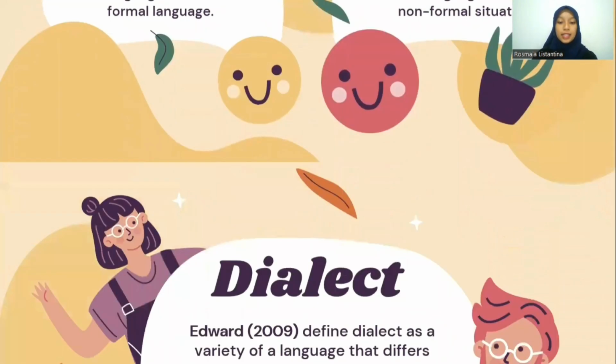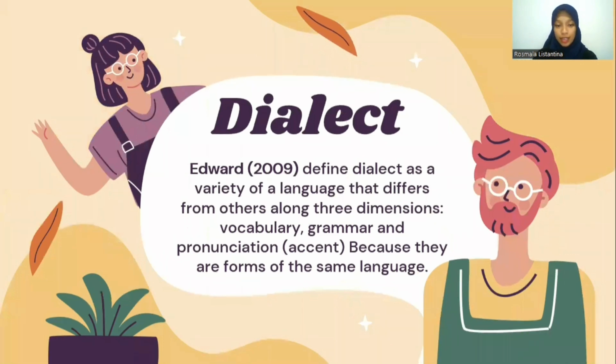Okay, next is the definition of dialect. Edward, 2009, defined dialect as a variety of a language that differs from others along three dimensions: vocabulary, grammar, and pronunciation, because they are forms of the same language. Dialect is a variety of language that signals where a person comes from, and it also has some application in relation to a person's social background or occupation. Dialect is the language used based on the people, area, or environment.